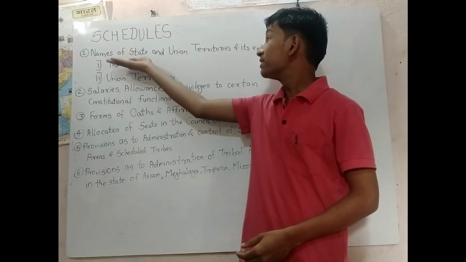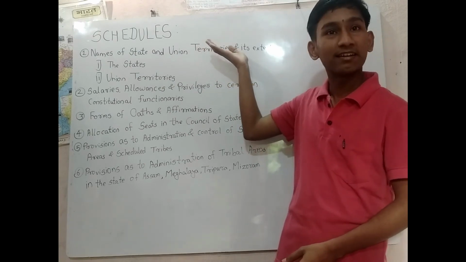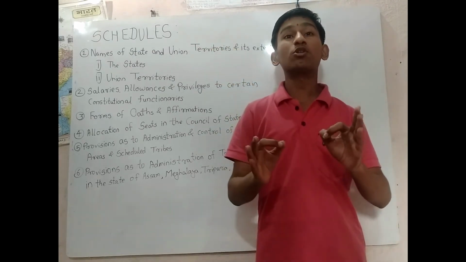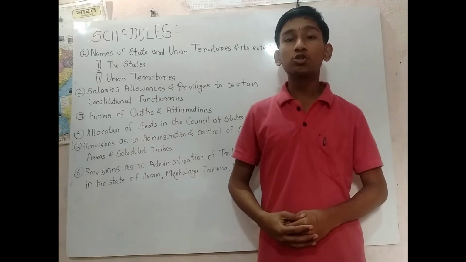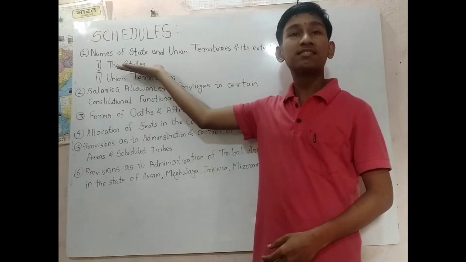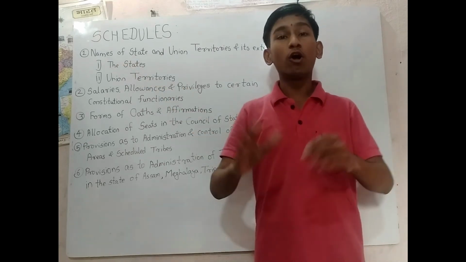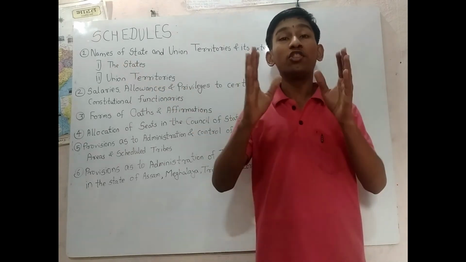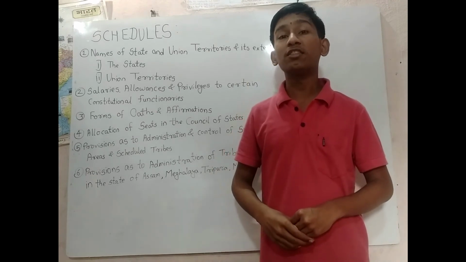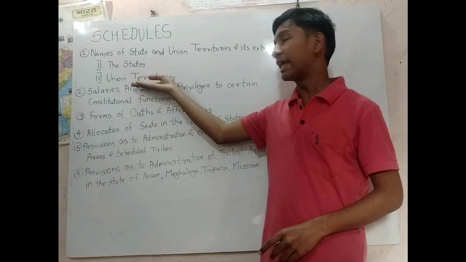So first is the name of the states and union territories and its extent. Extent in terms of territorial extent. So this is the first schedule, and Part A is the states. All the states in India and also their territorial extent on the map of India is mentioned here in the first schedule, and this is Part B of the first schedule, union territories.